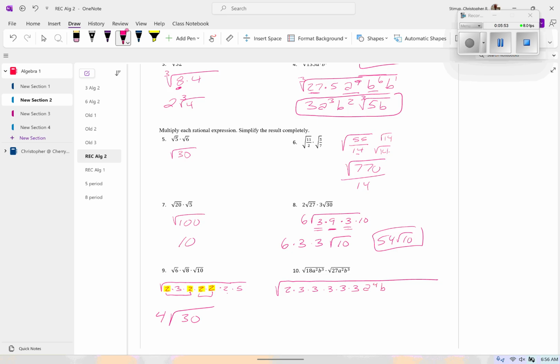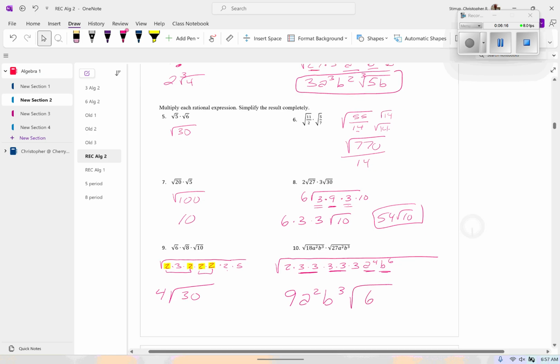So remember, multiplying like bases, you add the exponents. All right, so I have a pair here, and I have a pair here. Square root of 9 is 3. Square root of 9 is 3, so I have a 9 outside. This is a perfect square. Half of that is a squared. Half of that is b to the 3rd. And then what I have left behind is that 2 and that 3, which is 6. So we're all done there.